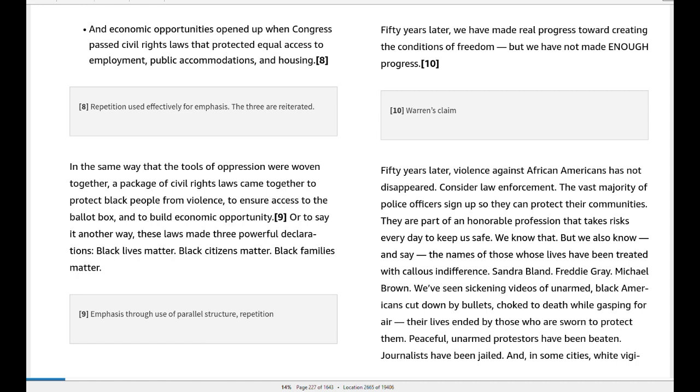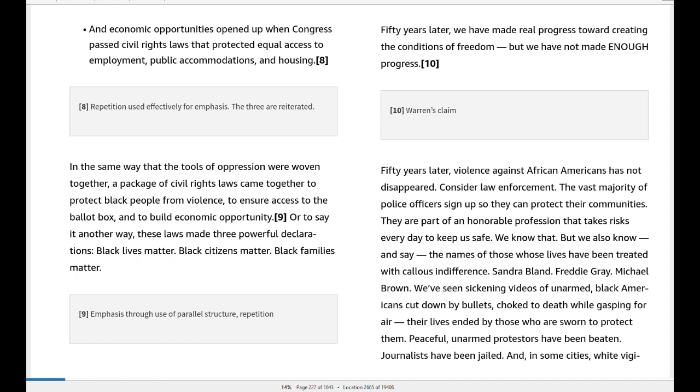50 years later, violence against African Americans has not disappeared. Consider law enforcement. The vast majority of police officers sign up so that they can protect their communities. They are part of an honorable profession that takes risks every day to keep us safe. We know that. But we also know now, and say, the names of those whose lives have been treated with callous indifference: Sandra Bland, Freddie Gray, Michael Brown.